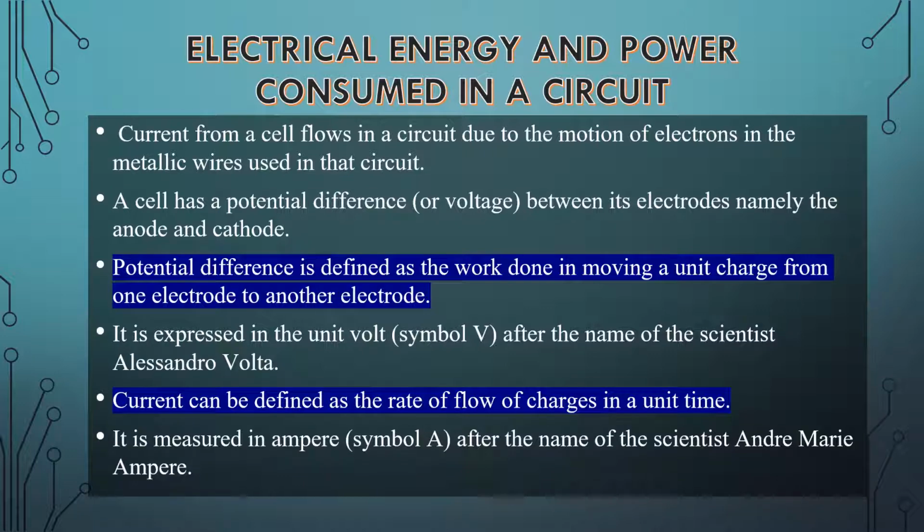In class 7 you have already learned that when a cell is connected to a circuit, current flows through the circuit. The current from a cell flows in a circuit due to the motion of electrons in the metallic wire used in that circuit. A cell has a potential difference between its electrodes, that is anode and cathode. Now what is this potential difference? It can be defined as the work done in moving a unit charge from one electrode to another electrode, and it is expressed in the unit volt after the name of the scientist Alessandro Volta.